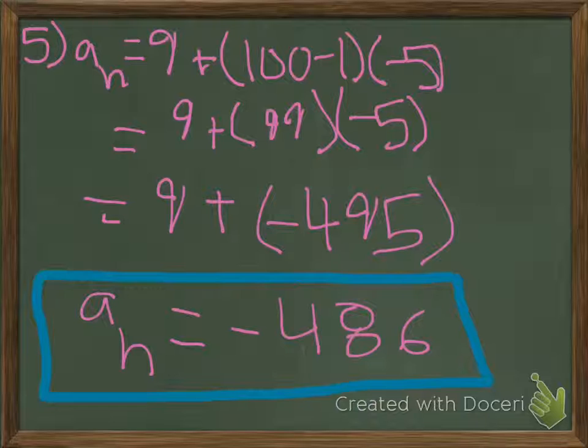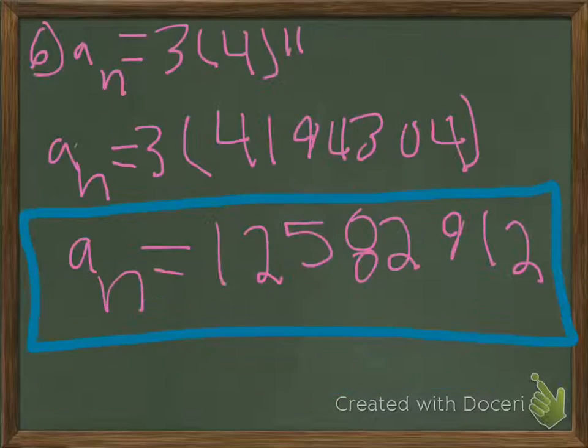What is the 100th term for this sequence? 9, 4, -1, -6, -11. So from 9 to 4 and from 4 to -1, it is a subtract 5 difference. So therefore you get an equals 9 plus 100 minus 1 times -5. Then you get 9 plus 99 times -5, which equals -495. And after you add the two together, you get -486.